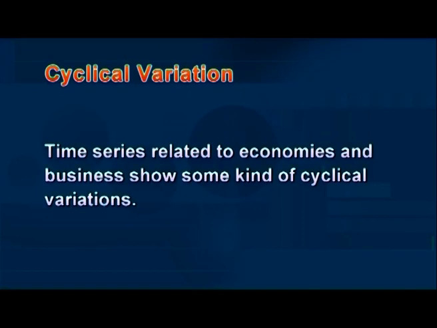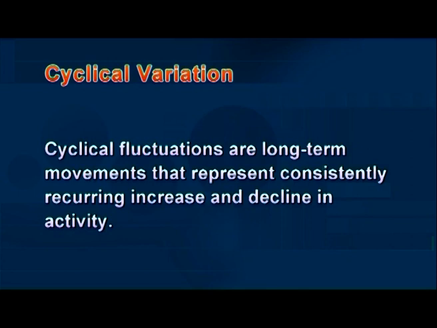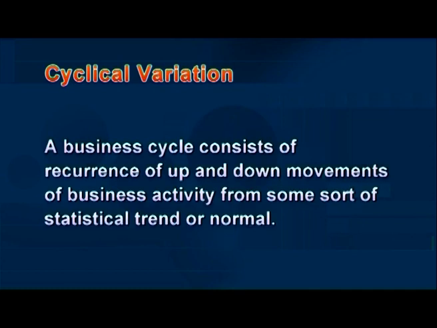Cyclical variations. The term cycle refers to the recurrent variations in time series that usually last longer than a year but are not regular in length or amplitude. Time series related to economies and business show some kind of cyclical variations. Cyclical fluctuations are long-term movements that represent consistently recurring increase and decline in activity. A business cycle consists of recurrence of up and down movements of business activity from some sort of statistical trend or normal.